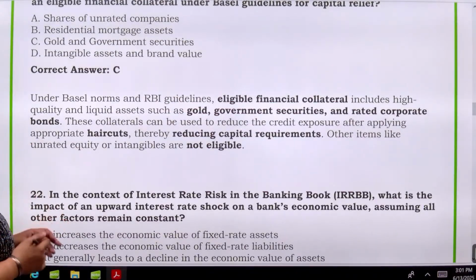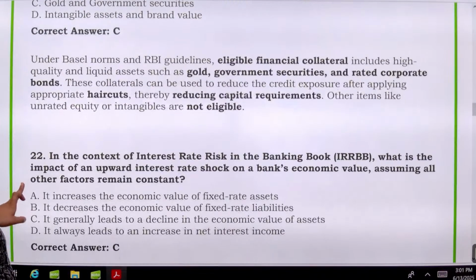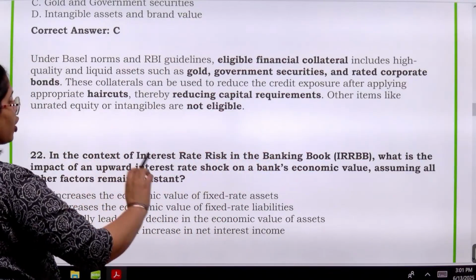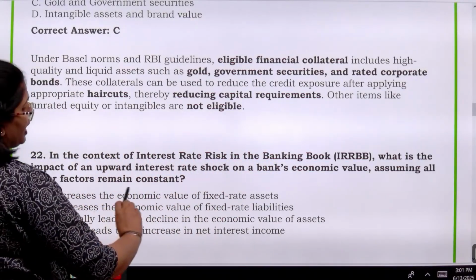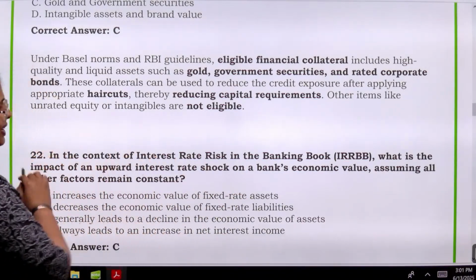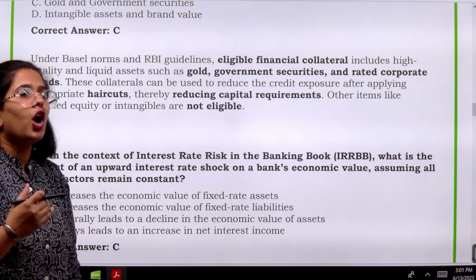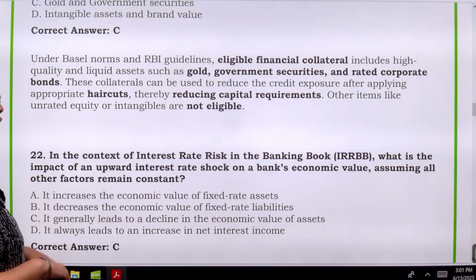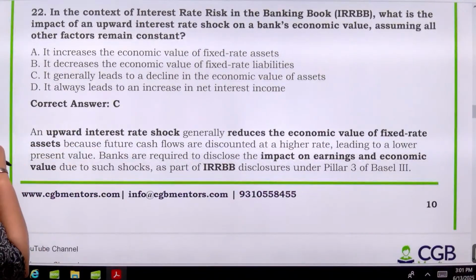Now, in the context of interest rate risk in the banking book, what is the impact of an upward interest rate shock on the bank's economic value, assuming all other factors remain constant? So here, the impact of an upward rate shock generally leads to a decline in the economic value of assets. Obviously, if there is an upward interest rate shock, they are talking about your margin or spread reducing. So what impact can it bring on me? It will lead to a decline in the economic value of my assets. See this?